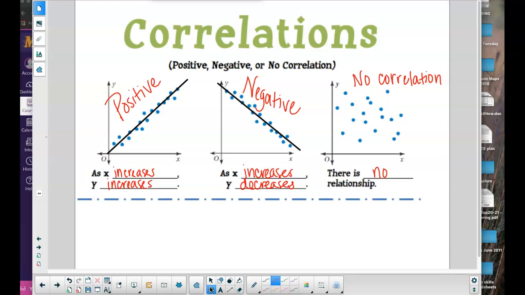Right? So as the size of the candy bar gets larger, how many candy bars can you eat at one time? It goes down. So they're going in opposite directions. One is going up and one is going down.